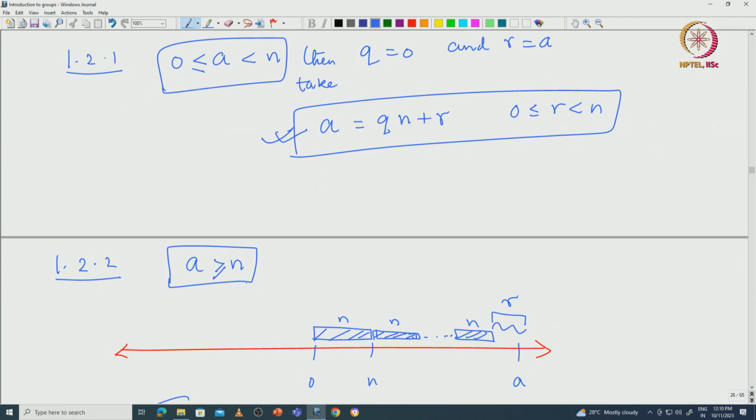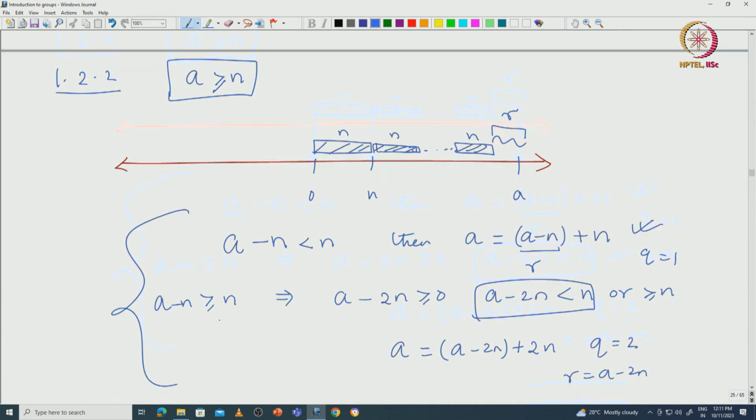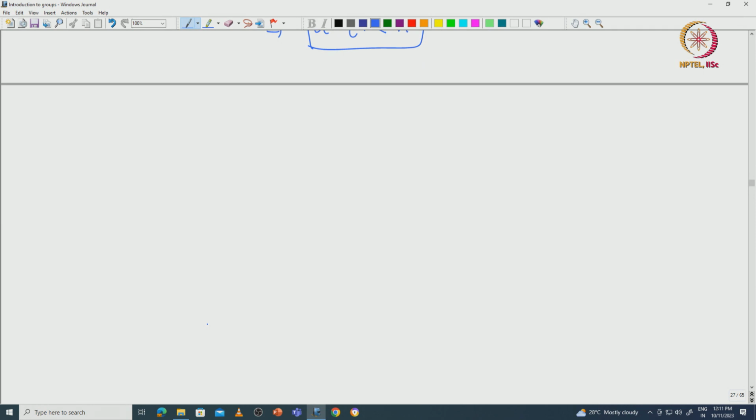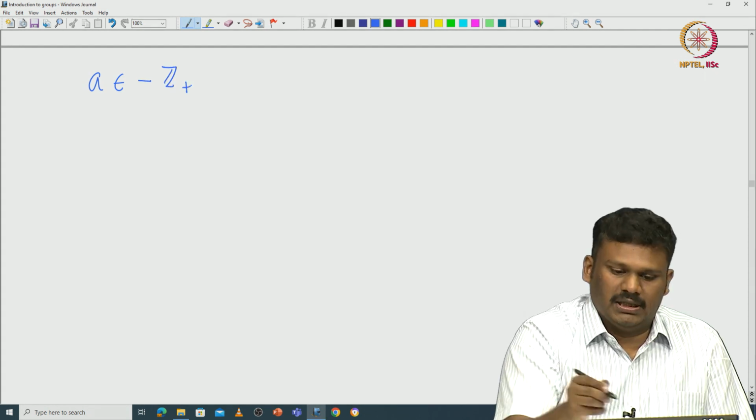So, if you go back, we have considered all cases when A is non-negative. So, the only case that remains is when A is actually negative. When A is negative, what can we do? We can simply take minus A and then apply the division algorithm.